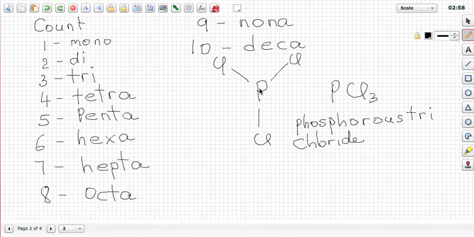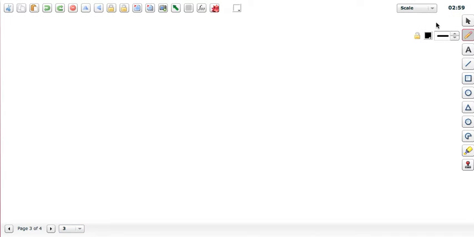Here's phosphorus, which is a nonmetal. It's bonded to 3 chlorine. Its name would be phosphorus, the name of the central atom, followed by the number, and the last element has an "ide" ending right over here. And the name would be phosphorus trichloride. I find that the best way we can get proficient with naming is actually doing the problems. So I have some problems here.